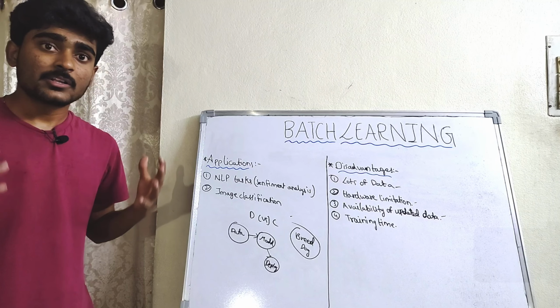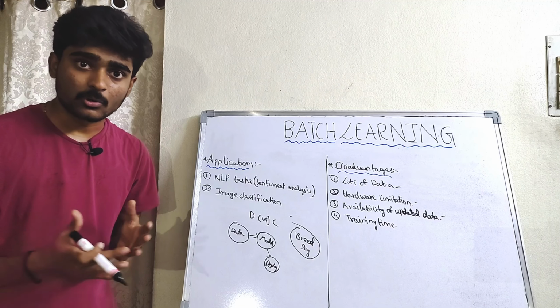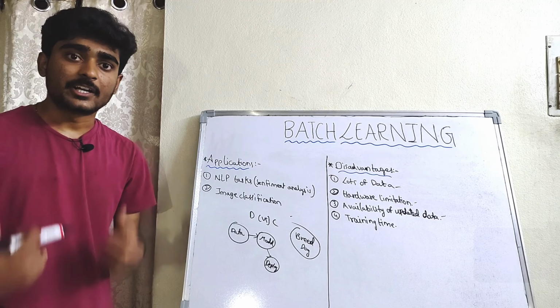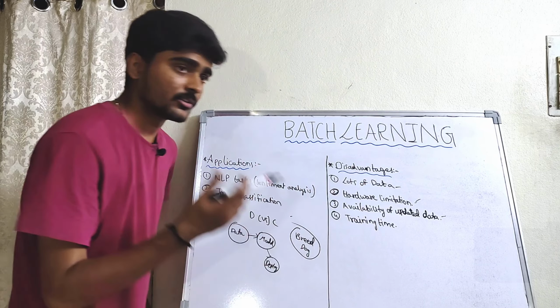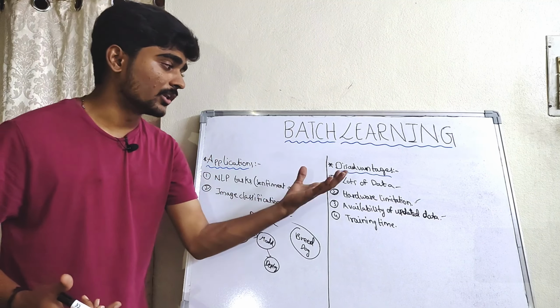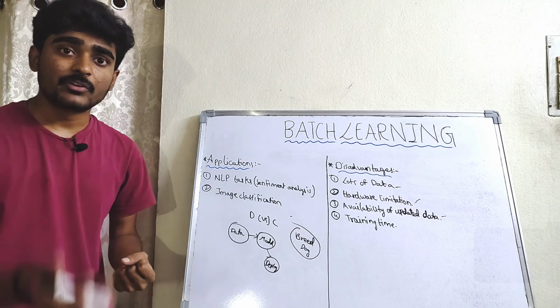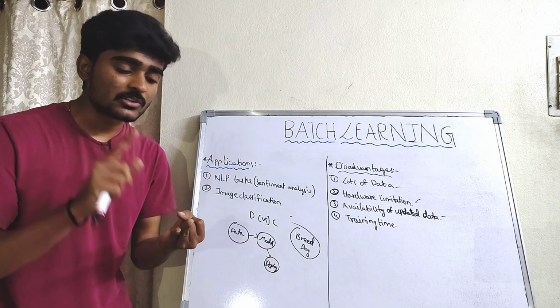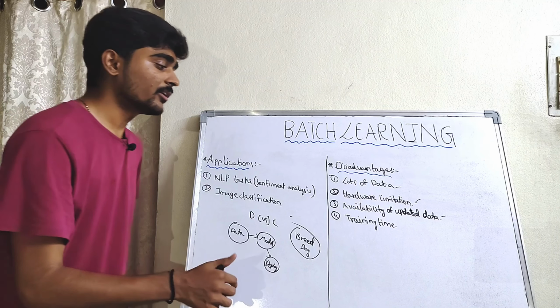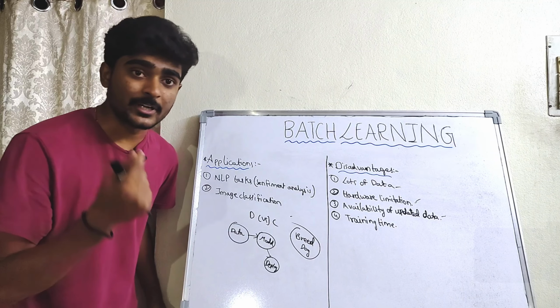Each time the data comes, we need to append it to the old data and again retrain the entire model on this dataset. The second is hardware limitation. For training this model on lots of data, we need GPU power and also, sorry, lots of disk space. And the third is availability of the updated data.